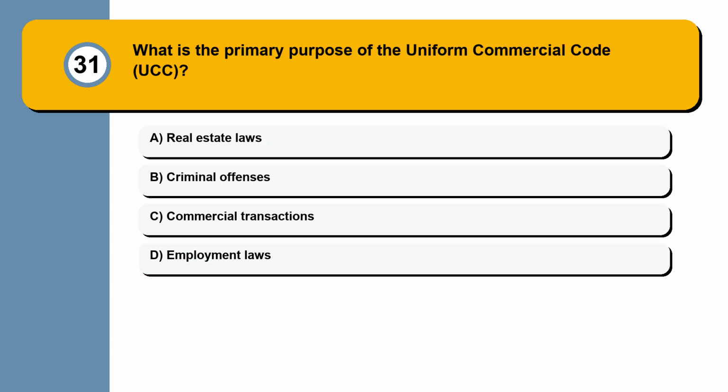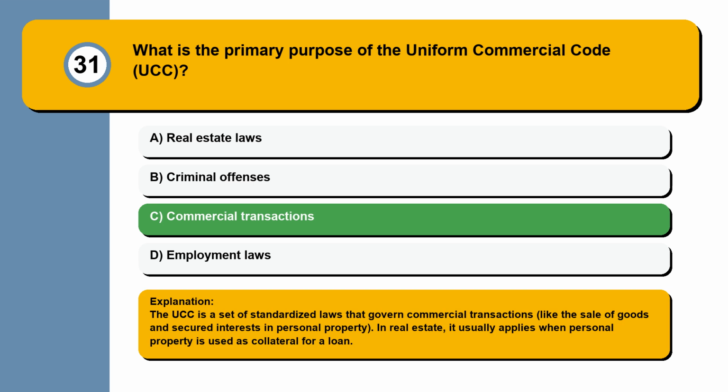Question 31. What is the primary purpose of the Uniform Commercial Code, UCC? Real estate laws, criminal offenses, commercial transactions, employment laws. The UCC is a set of standardized laws that govern commercial transactions, like the sale of goods and secured interests in personal property. In real estate, it usually applies when personal property is used as collateral for a loan.